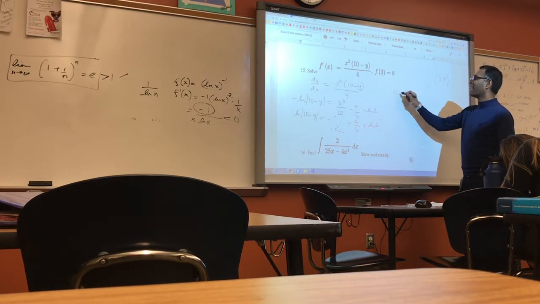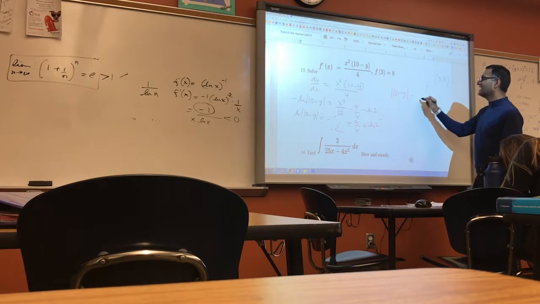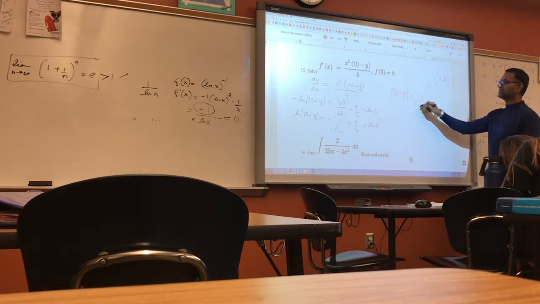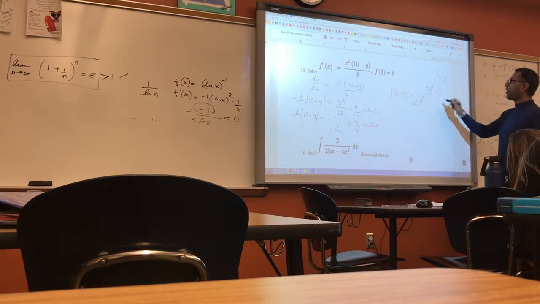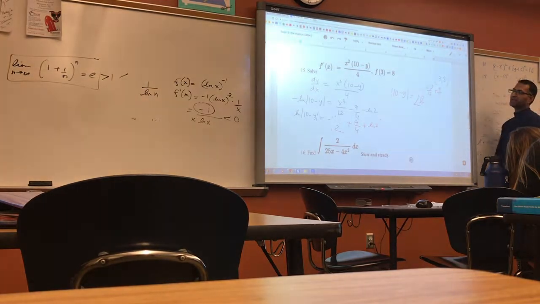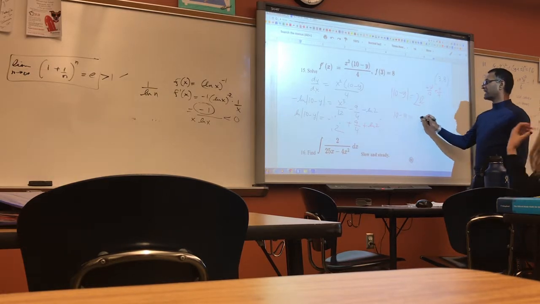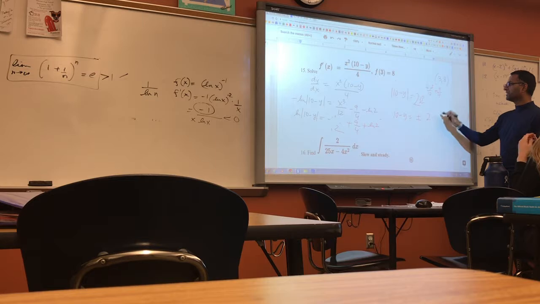So 10 minus y, absolute value, equals e to the power of... Oh, but what is the number I can pull in front? 2. That's ln2. E to the power of negative x cubed over 12, oh sorry, plus 9/4. It looks weird, but that's okay. Should I do 10 minus y equals plus or minus 2 e to the power of negative x cubed?